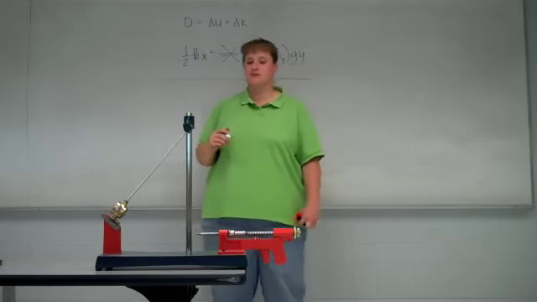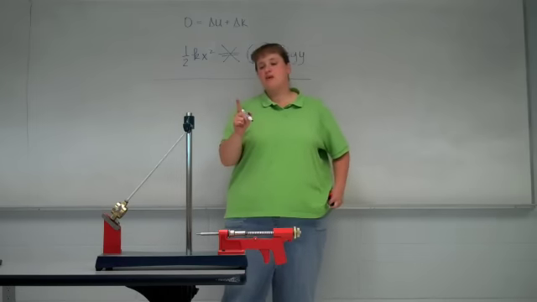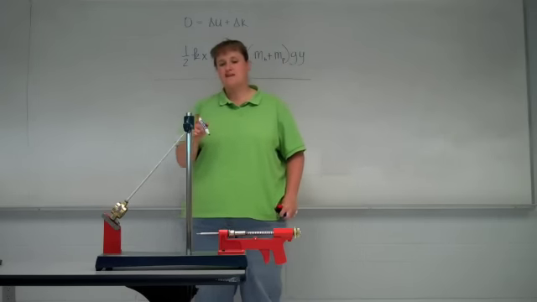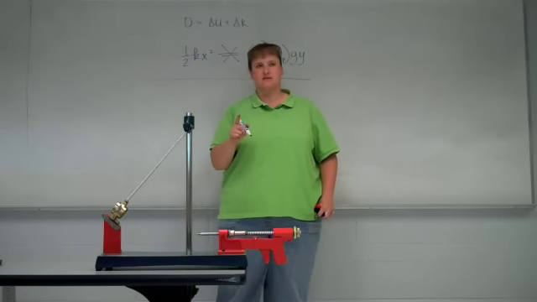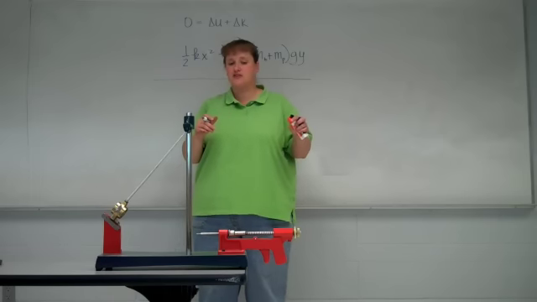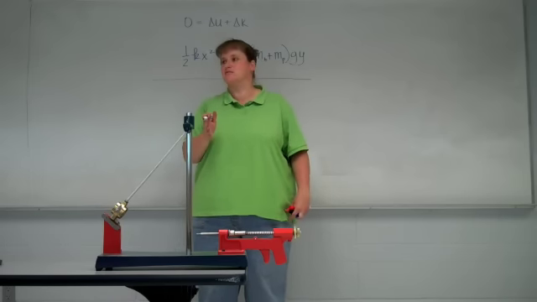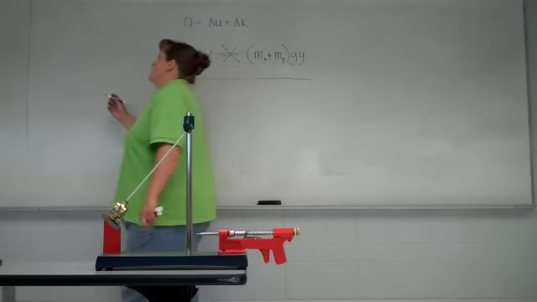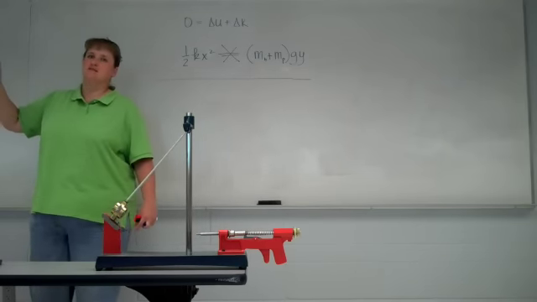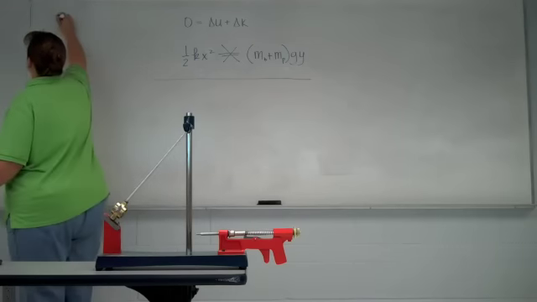Let's break this into pieces. Before the ball hit the pendulum, what type of energy did it have? Kinetic. So we're talking after I pulled the trigger, but before it hit the pendulum. Where did the ball get that kinetic energy? From the spring.